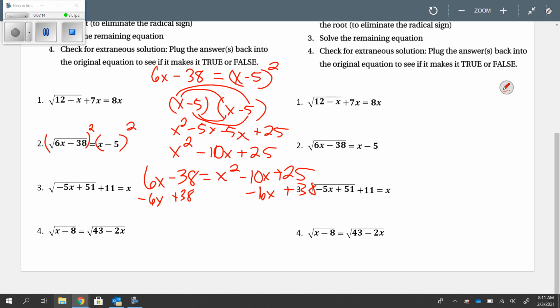Okay. So x squared minus, so negative 10x minus 6x more is minus 16x. Now, just real quick in the calculator, I got to do it. 25 plus 38. 25 plus 38 is 63. All right. So that's plus 63.